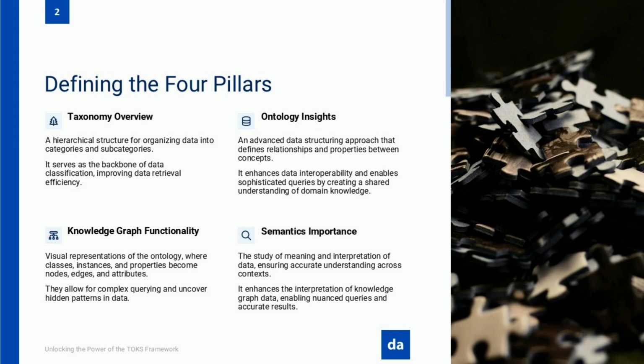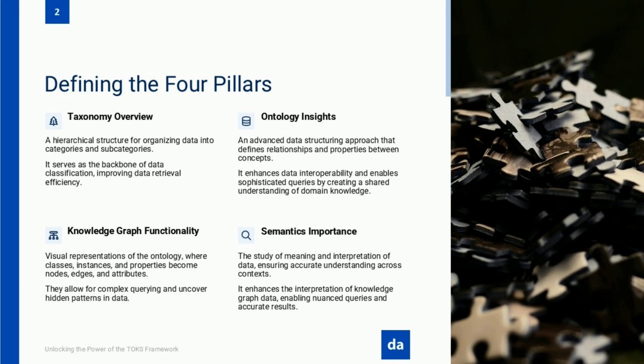As we delve deeper into each pillar, we'll see how they work together to create a comprehensive framework for data organization and analysis. Taxonomy provides the initial structure, organizing data into logical categories. This categorization forms the basis for more complex relationships defined by ontologies. These relationships are then visualized and made queryable through knowledge graphs. Finally, semantics ensure that the meaning and context of the data are preserved throughout the entire process.